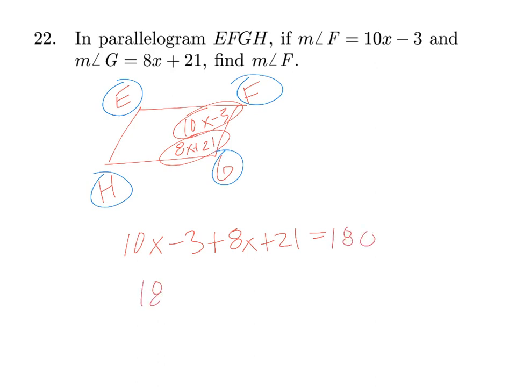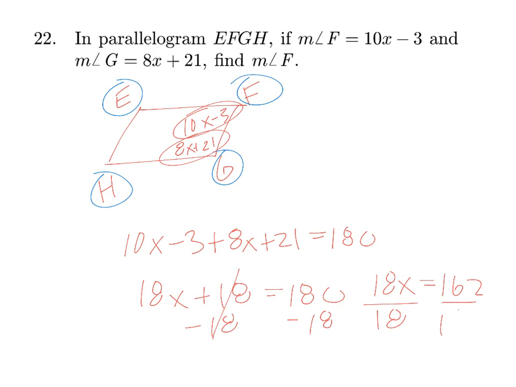Alrighty, so I have 18x plus 18 equals 180. Subtract 18. I get 18x equals 162. Divide by 18. And x is equal to 9. I'm not done yet. Make sure you answer the question.